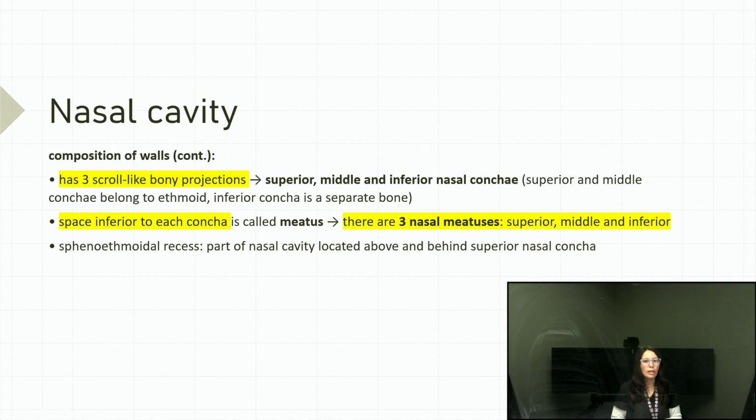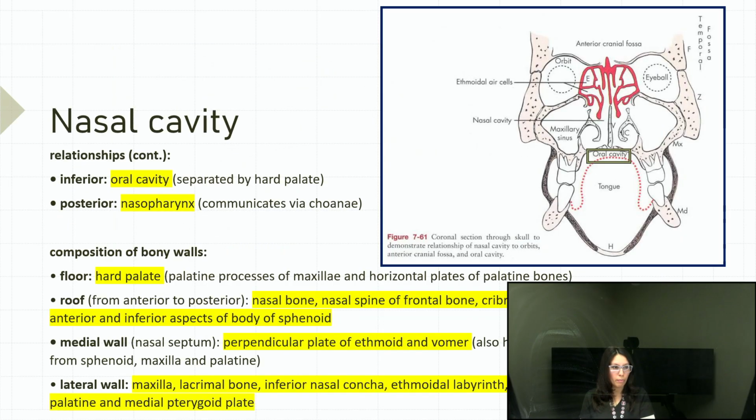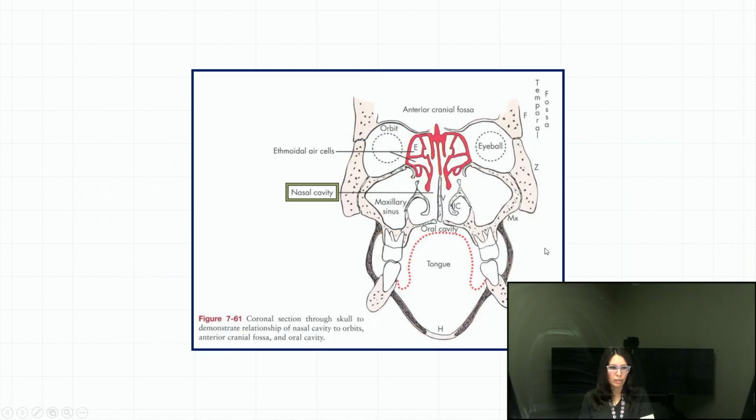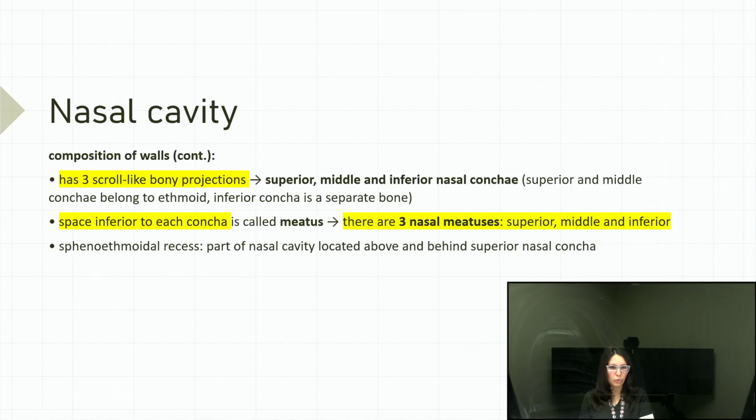Also, as part of the composition of the wall, you have three scroll-like bony projections, which we call the superior, middle, and inferior nasal concha. I do have a picture here. You can observe the superior nasal concha, middle nasal concha, and inferior nasal concha, which is also deep to that tissue. The inferior nasal concha is a specific bone by itself, a separate bone.